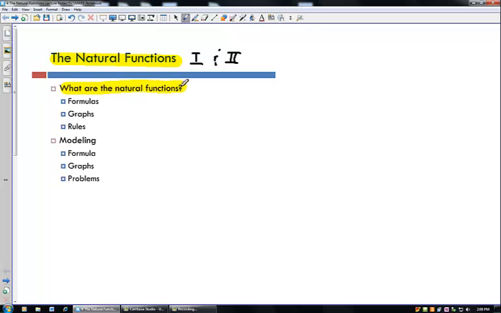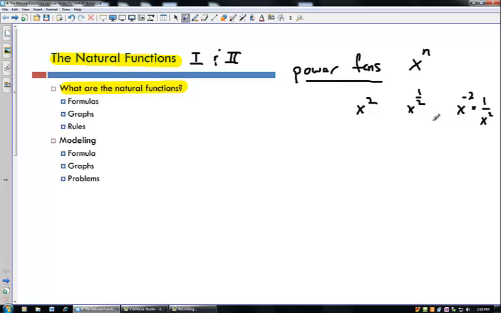So what are the natural functions? Well, in the last section we talked about power functions mostly. So hopefully you know that power functions look like this: x to some power. So you could have x squared, or x to the 1/2, which is the square root of x, or you could have x to the, let's say, -2, which is 1 over x squared. And we can add, subtract, multiply, divide, and compose these functions to make new functions. The next type of functions we're going to talk about are called natural functions.